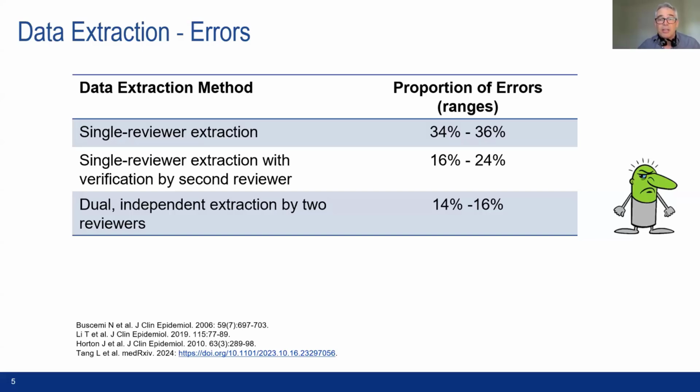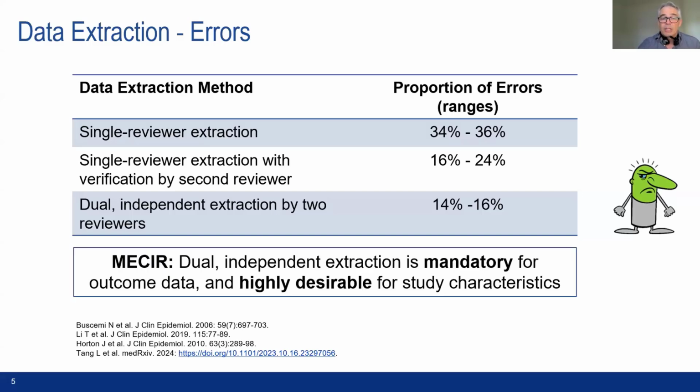The most rigorous and accurate method is dual independent extraction, where two reviewers independently extract data and then reconcile the discrepancies. And in general, what you can see from these numbers is that humans are really not good at extracting data and not a very good gold standard. So the Cochrane standards state that dual independent extraction is mandatory for outcome data and highly desirable for all other data.